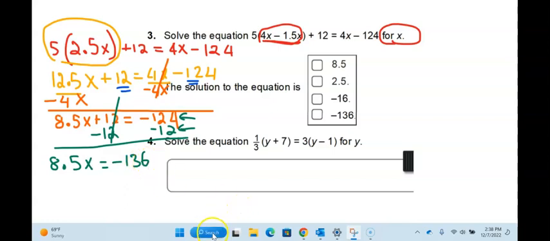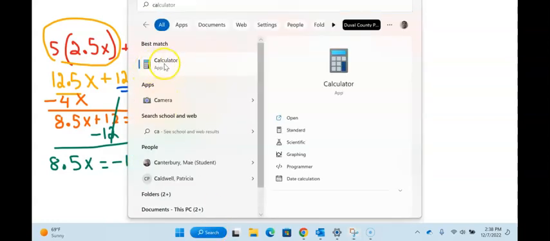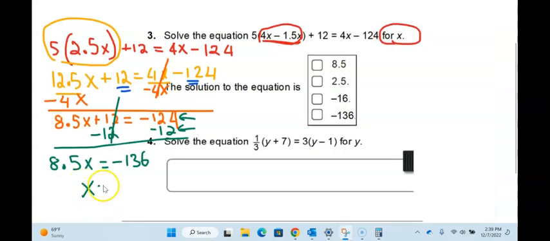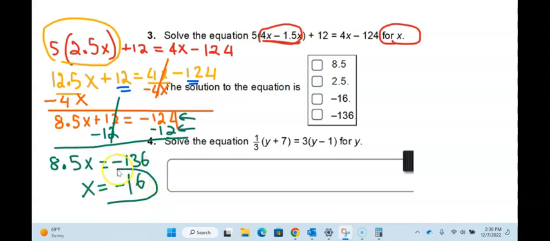Okay, and at this point, I'm not even bothered trying to do the mental math out. I'm going to take 136 divided by 8.5, and that will give me 16. But is it positive or is it negative? Negative. Because a negative divided by a positive is a negative. Okay? So which one is the answer? Right here. Negative 16.